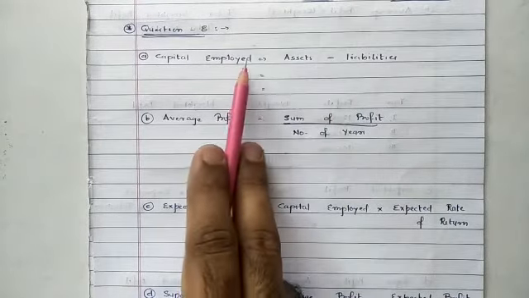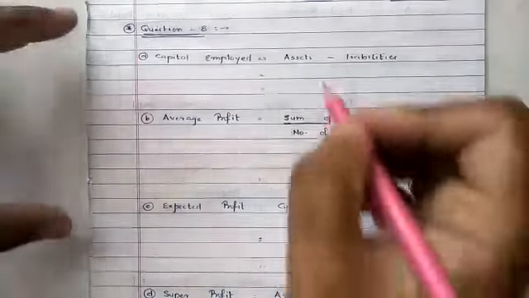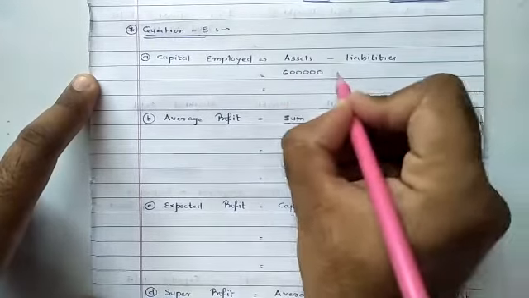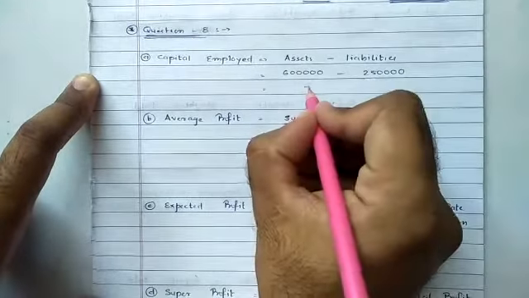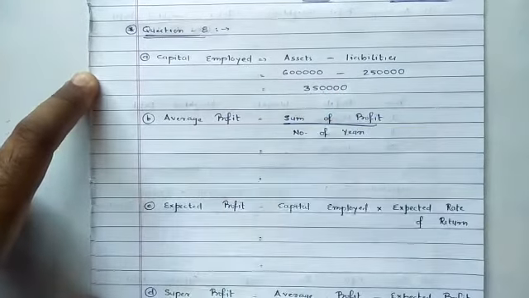Now in this case we are provided with the value of assets and liabilities. Assets were 6 lakh and liabilities were 2 lakh 50,000. So 6 lakh minus 2 lakh 50,000, the resulting balance comes to 3 lakh 50,000. That's the value of capital employed.